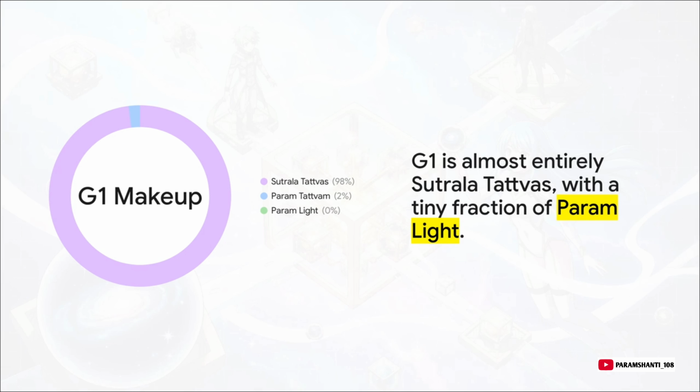Now this is fascinating. Let's look at what a G1 is actually made of. It's almost entirely composed of these foundational elements called Sutrala Tattvas, like 98.5%. But look closer at that chart. A tiny, tiny fraction, just 0.001%, is something called Param light. And that is the purest essence of creation. That tiny number, that's the key to this entire hierarchy. You've got to remember that.